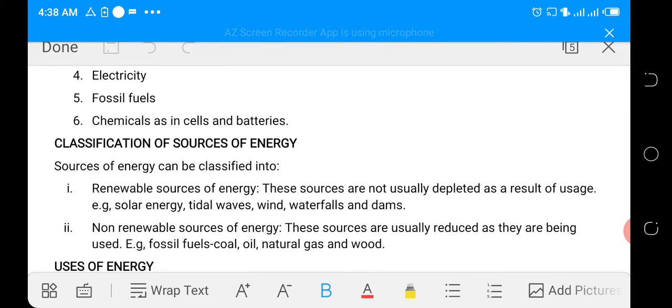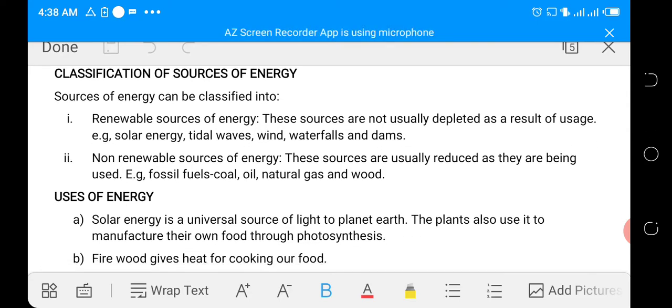Classifications of sources of energy. Sources of energy can be classified into renewable sources and non-renewable sources. Renewable sources of energy are not usually depleted as a result of usage, e.g., solar energy, tidal waves, wind, waterfalls, and dams. Non-renewable sources of energy are usually reduced as they are being used, e.g., fossil fuels like coal, oil, natural gas, and wood.